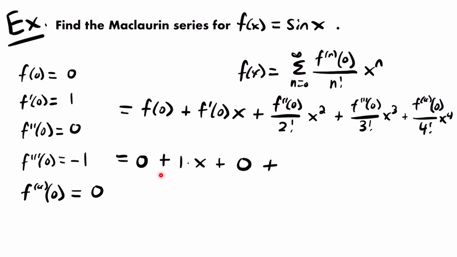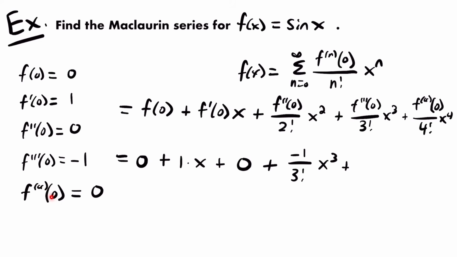All right, and then if we move on to our next term, we have f triple prime of 0, which is negative 1. So we'll have negative 1 divided by 3 factorial. So I'll write that, negative 1 divided by 3 factorial times x cubed. And then our next term, we have the fourth derivative evaluated at 0, which we know is 0. And so just like with our term f double prime, this whole term is just going to become 0.